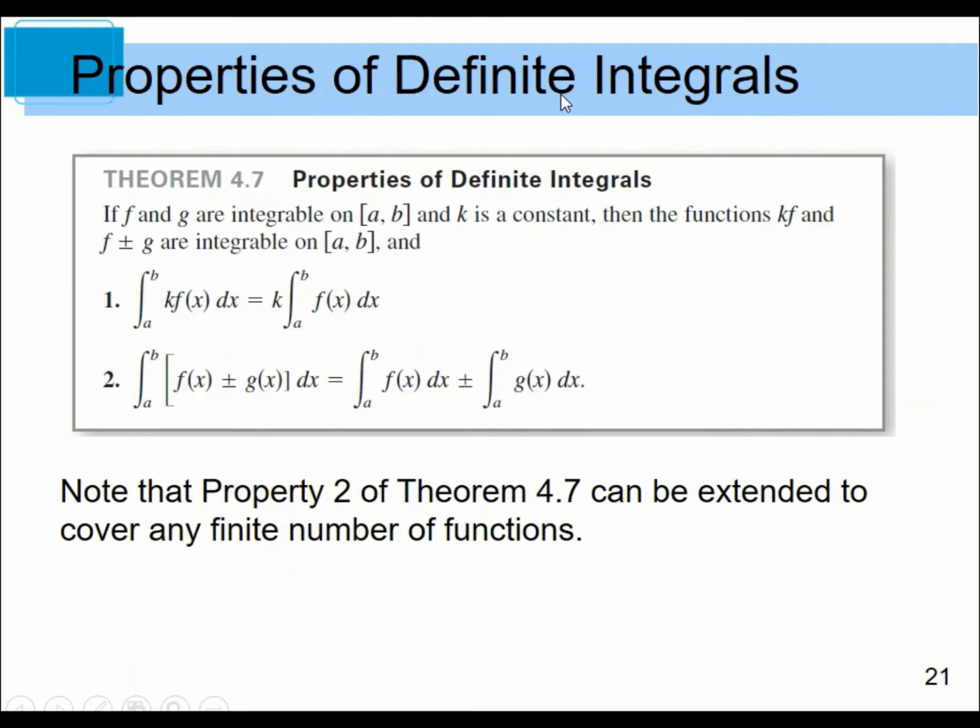Okay, the next properties of definite integrals. If we integrate k f(x) from a to b, where k is a number, we can just put the k aside. We only integrate the function f from a to b with respect to x. And if we integrate the function f plus or minus g from a to b, we are going to integrate them separately. The operation plus or minus, we follow the same.